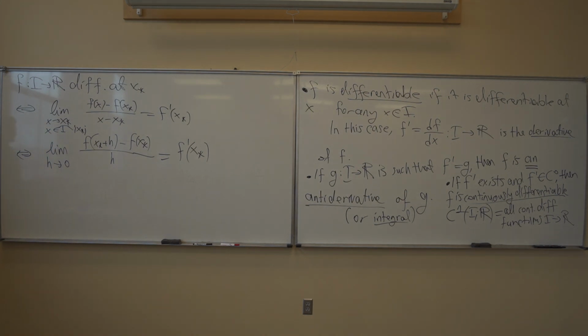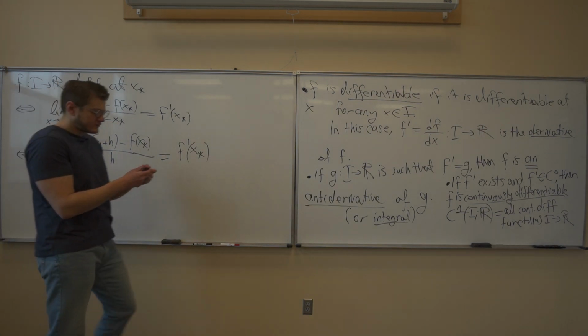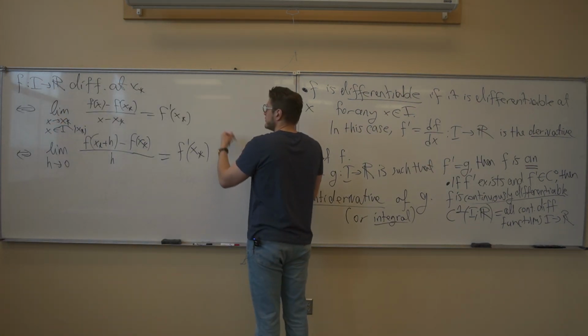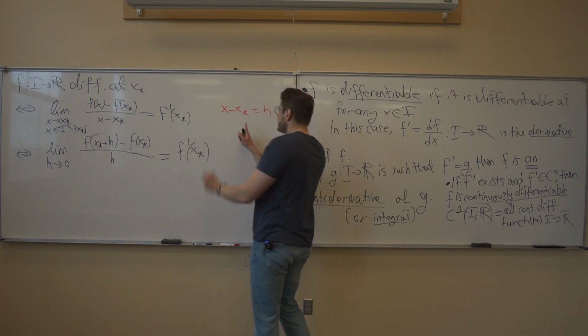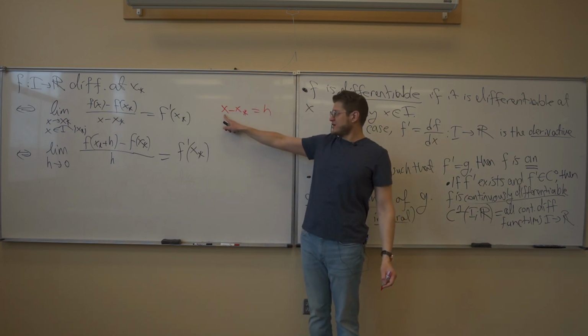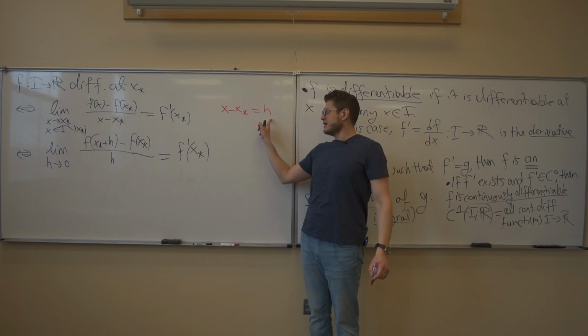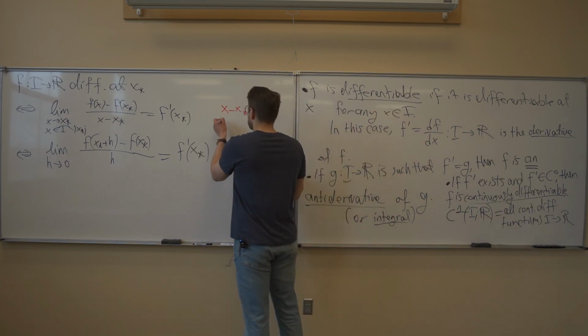Are we all comfortable with this conversion? Because what I can say is that, instead of looking at x minus x star, I can do a change of variables if you want. Let me just call x minus x star h. Here x star is fixed, x is variable, which means that now h is going to vary. As x goes to x star, h goes to 0.